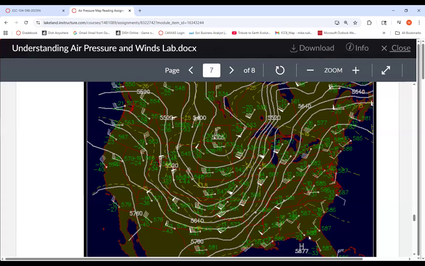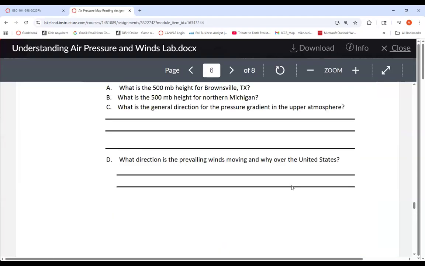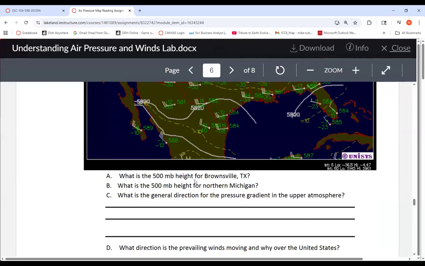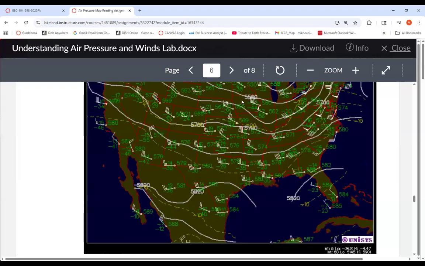And so I'll kind of help you on a couple of the questions here. What is the 500 millibar height in Brownsville, Texas? You have to know how to read the station models, okay? The top right number is the altitude of the 500 millibar level, and it's dropped the 0. So this is in thousands, and this is not 571 meters. This is 5,710, okay?